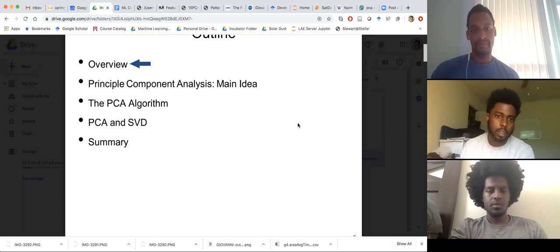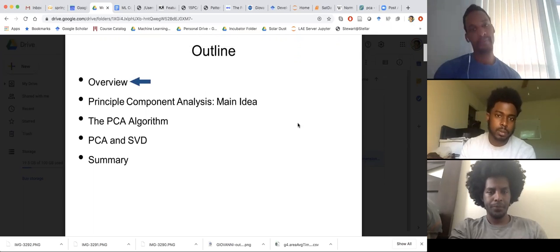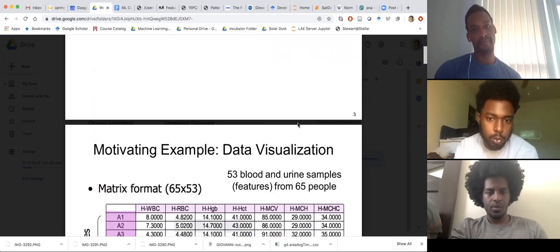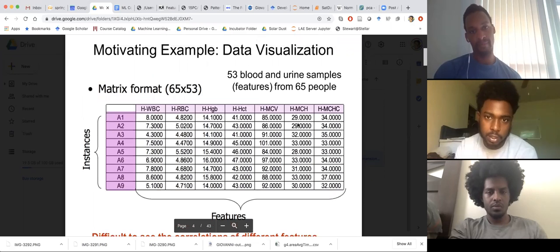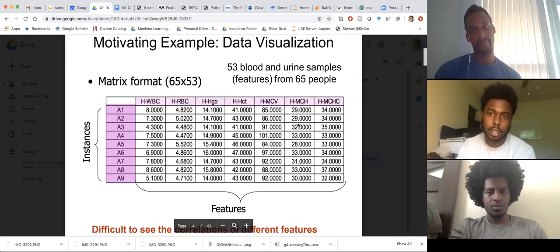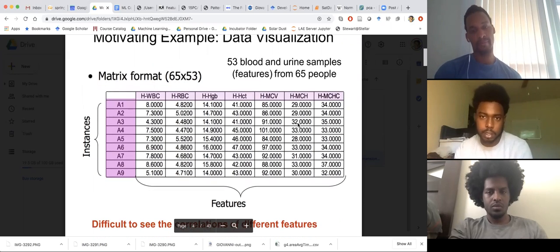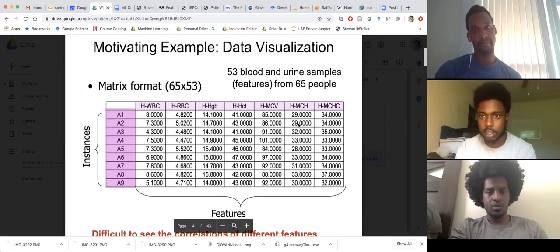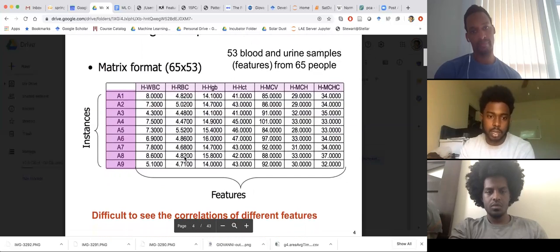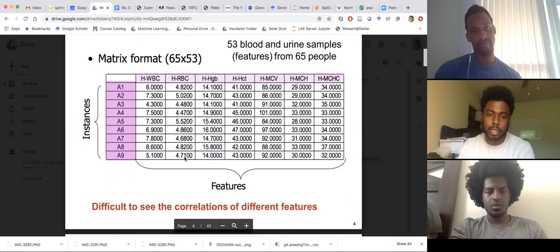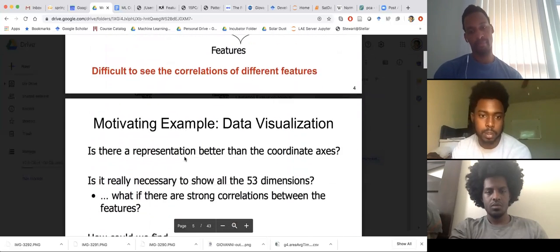Okay, this is the outline. We'll do our best. So basically, this is an example of getting some medical data. So Ban, you might like this. They're getting a bunch of blood and urine samples. They're measuring a lot of stuff. You get this big matrix, and there's a lot of features. And because you have so many features, it's challenging to see the correlations between them.